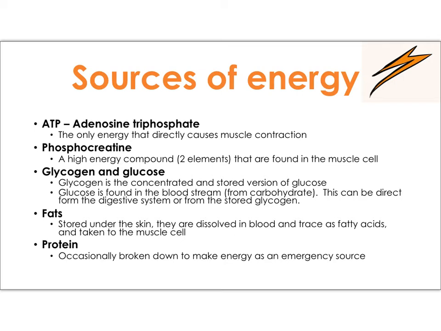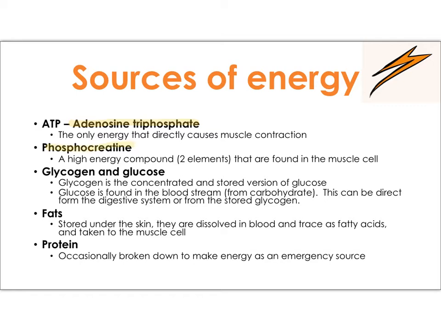First of all, we've got adenosine triphosphate. Adenosine triphosphate, you will need to know how to spell this. It's the only energy that directly causes muscle contraction. So we know we can get energy from a battery, for example, but you can't use a battery to power muscle contraction. So resynthesizing or remaking adenosine triphosphate directly causes muscle contraction, so it's used by the muscles to contract.